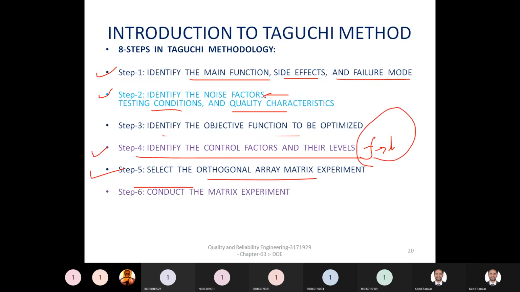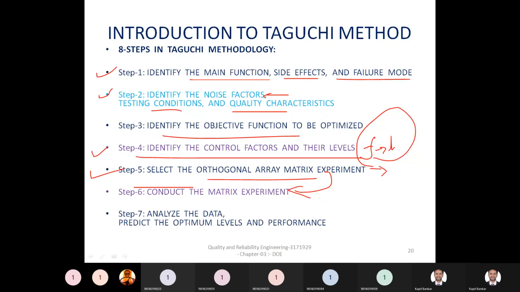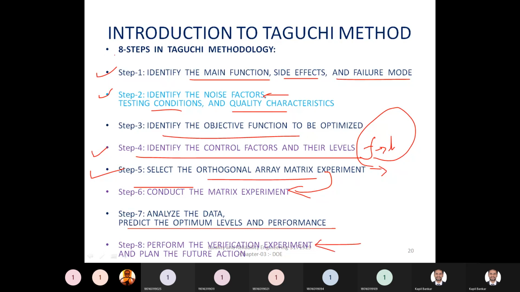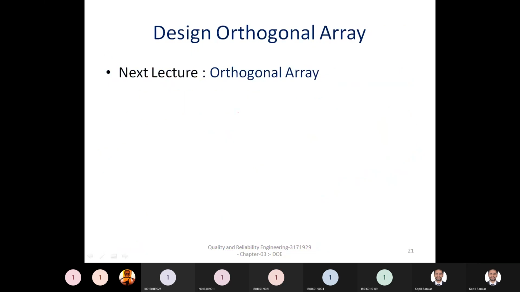Then from this orthogonal array, you can conduct your experiment and then analyze the data and predict the optimum level and its performance. And at last, perform the verification experiment and plan the future actions. So these are the 8 important steps in Taguchi methodology. In the next lecture, we will discuss what an orthogonal array is and how you can select this orthogonal array to conduct the Taguchi design.